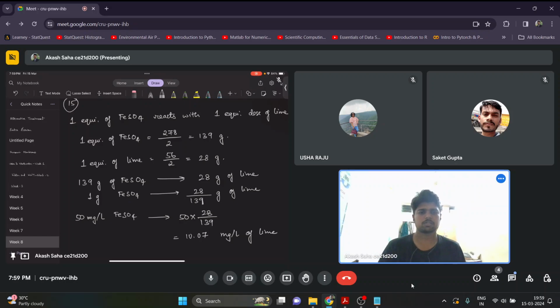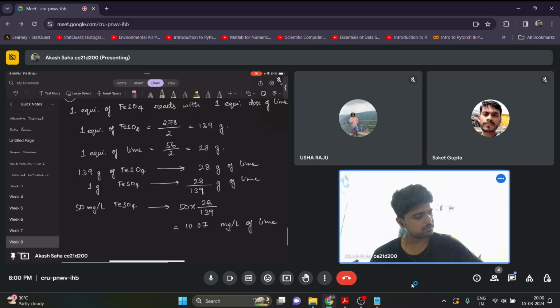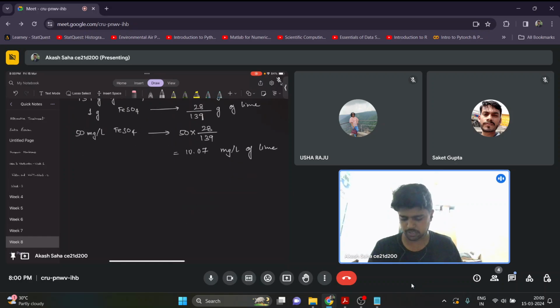Okay, so simple funda: one equivalent of anything will react with one equivalent of the other chemical. So we first found out both the equivalents of FeSO4 and lime, and then by basic balancing we find out the milligram per liter of lime. Now it is in milligram per liter. We have to find out in terms of kg per day, so we will just multiply it with the flow rate.